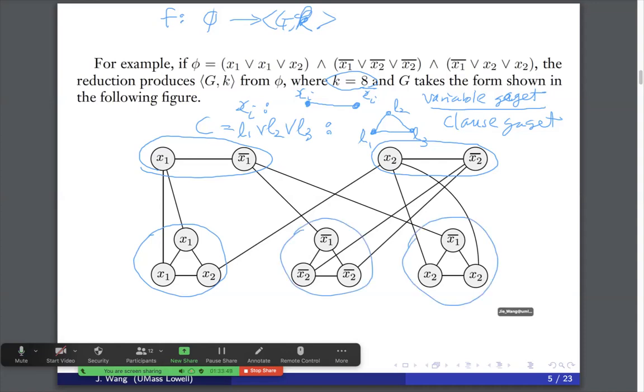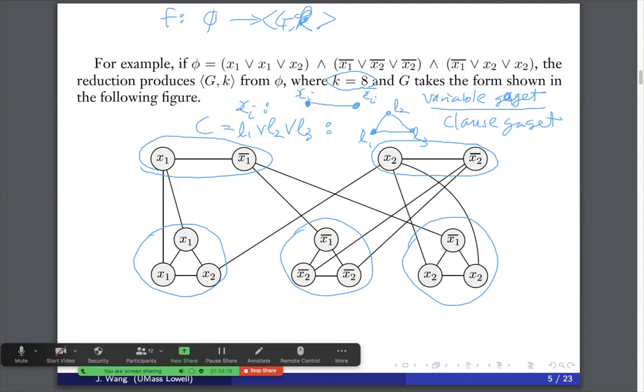Whatever appears in there will be the label of your nodes. Whatever literals appear in each cross will be the label for the nodes in a cross gadget, and they are all connected within the cross gadget. So in between the variable gadget and the cross gadget, you are going to make a connection.